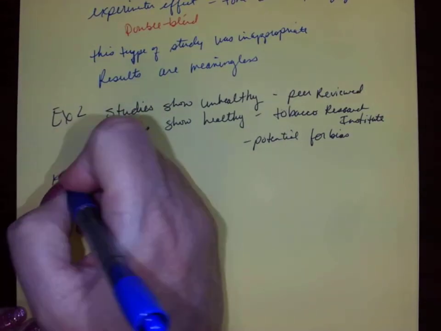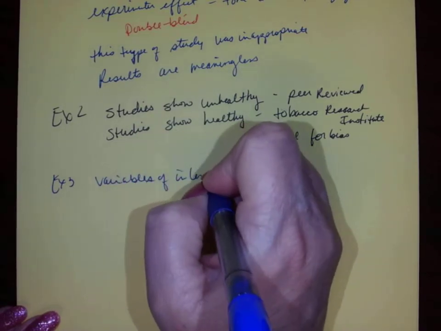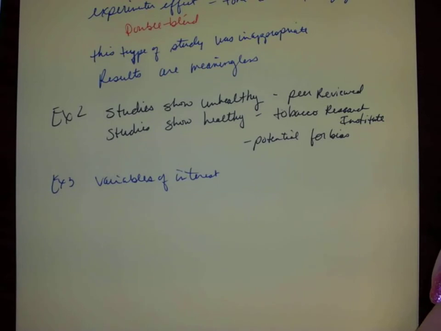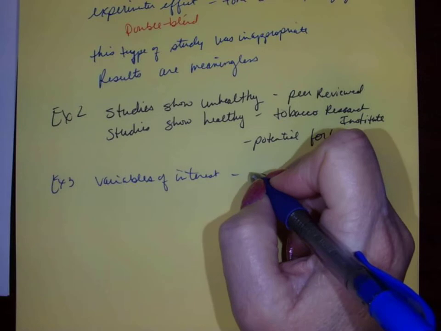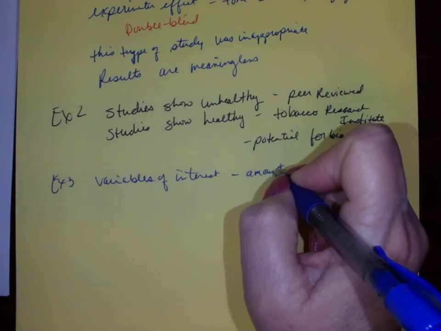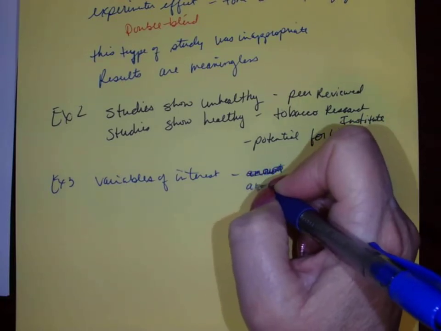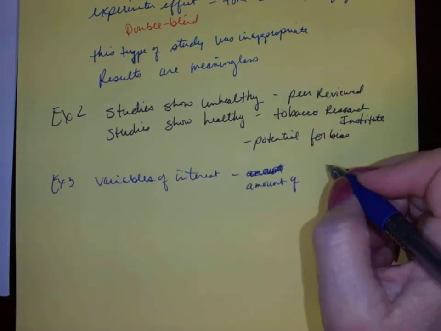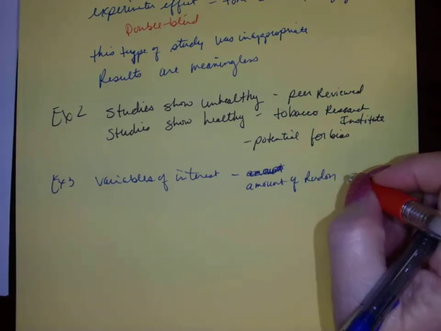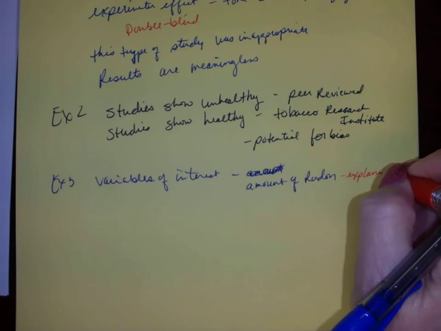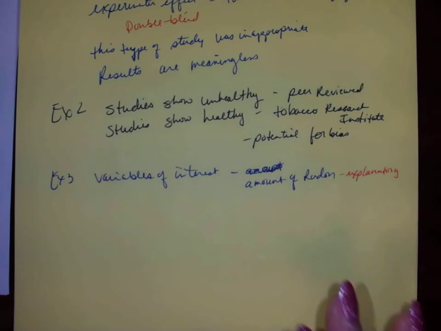So example 3, if we look at the variables of interest, they're going to be the amount of radon, and this will be the explanatory variable, because it might explain why you have lung cancer, okay?